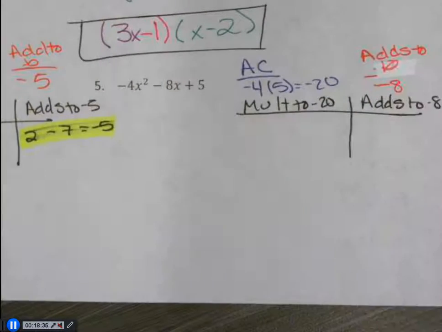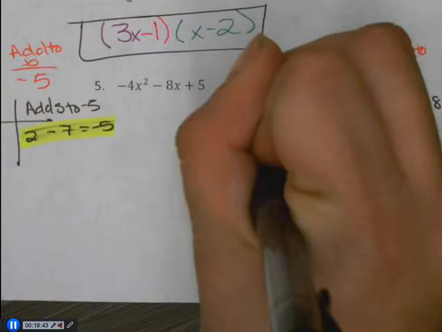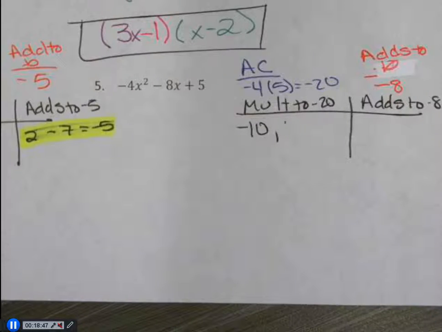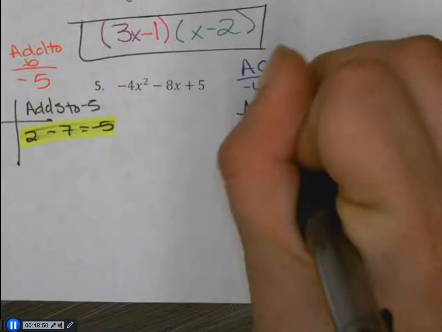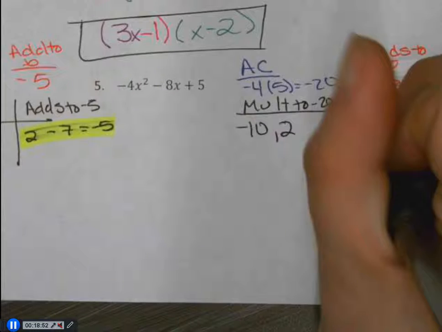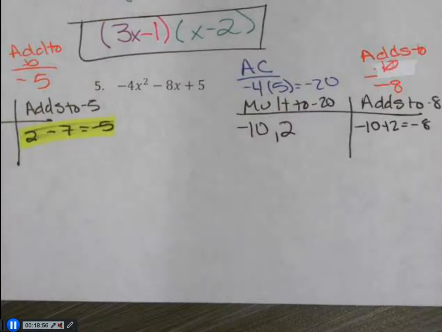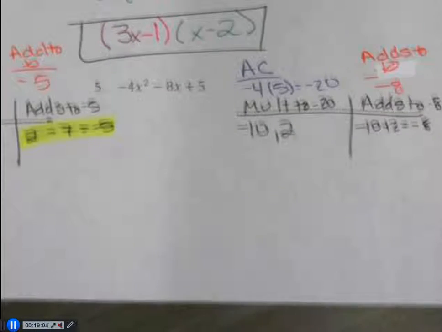Okay? What are some things that multiply to 20 in general? Negative 10 and... Oh, well, what goes with negative 10 to make 20? 2. Okay? What is negative 10 plus 2? Negative 8. Do I need to keep going? Nope, I found the magic numbers. So now that I found them, what do I want to do? Rewrite and fill them in.